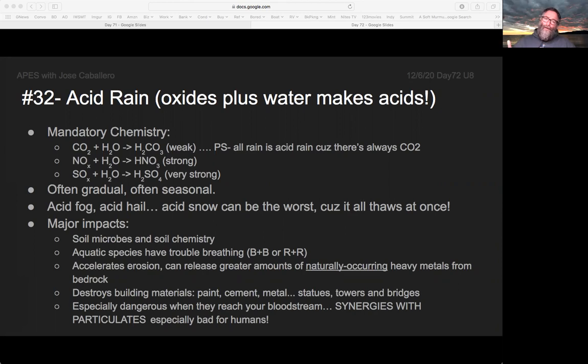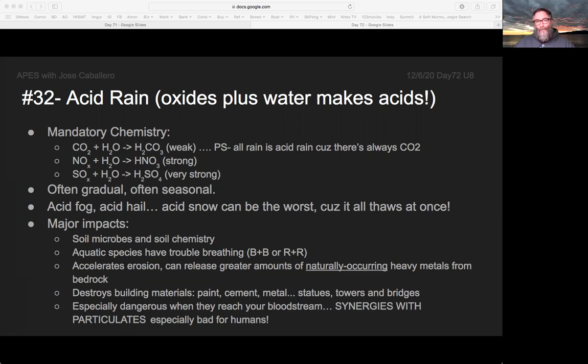You'll notice that there's always carbon dioxide in the atmosphere. It's naturally occurring in our atmosphere. So there's always carbonic acid in rain, and that's why all rain is acid rain, because there's always CO2 in the atmosphere. It's a weak acid. There's not a ton, but anyway, all rain is slightly acidic. By adding more CO2, humans have made rain a little more acidic. And then by adding more nitrogen and sulfur oxides, we've made rain much more acidic. All acids aren't created equal. Sulfuric acid is a very strong one.